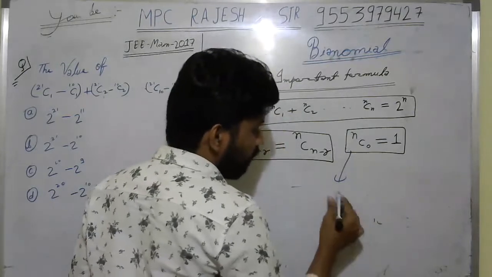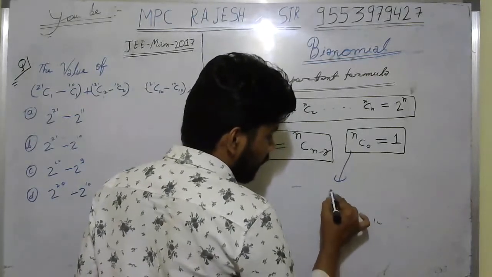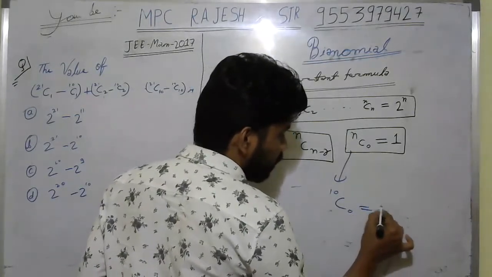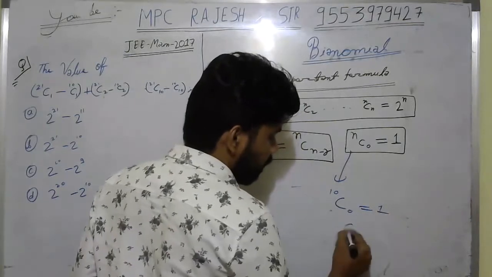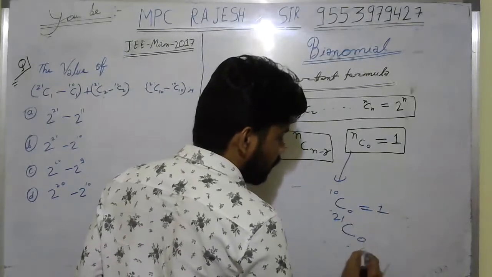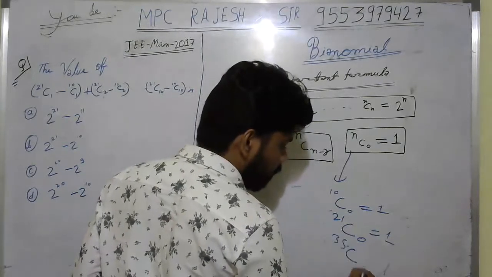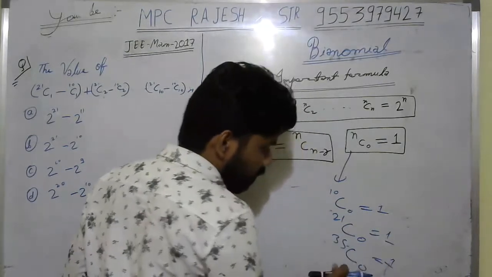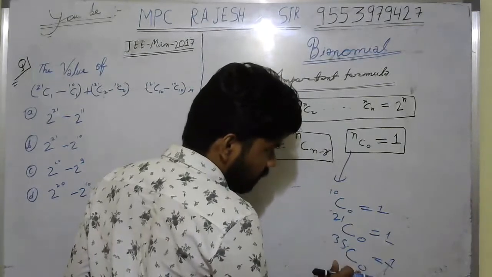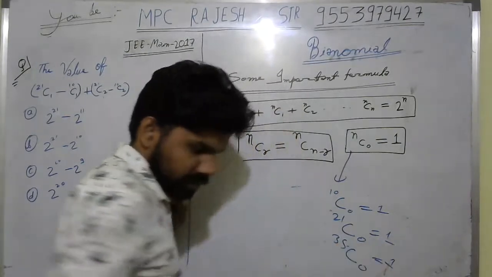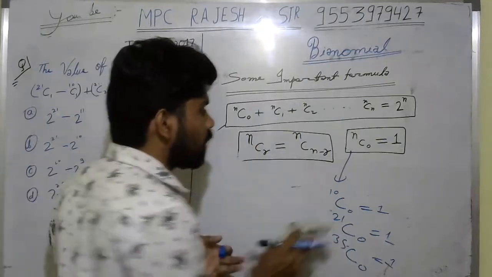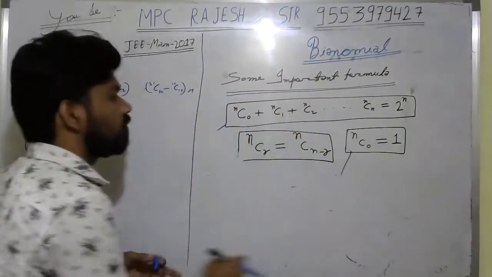This is nothing but whatever the C(n, 0) is equal to 1. Similarly, C(21, 0) is also equal to 1. Similarly, C(35, 0) is equal to 1. Means C(n, 0) will be 1. If you know these three formulas, then your question becomes very easy.